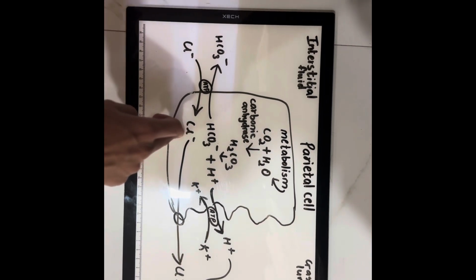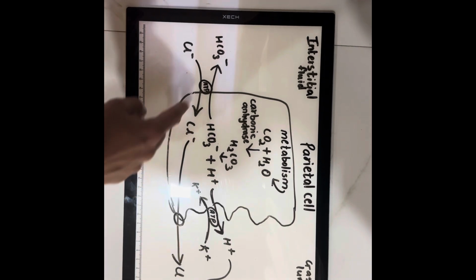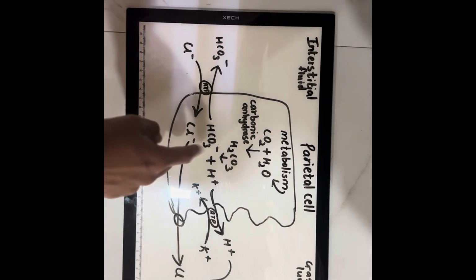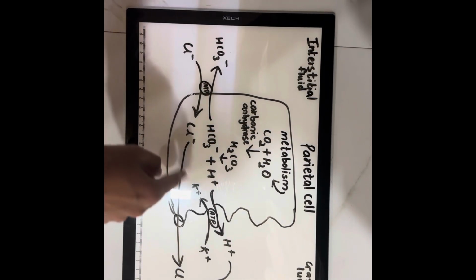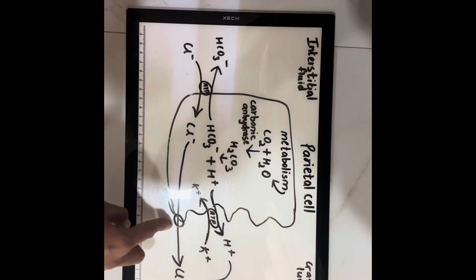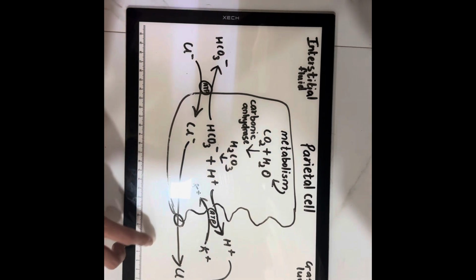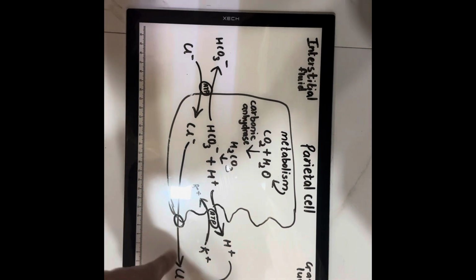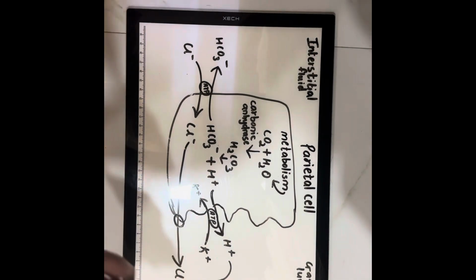Now Cl minus, due to large intracellular negativity, accumulates, and due to this negativity Cl minus is forced into the lumen through chloride channels located on the apical membrane of the cell. This H plus and Cl minus are now HCl in the lumen.